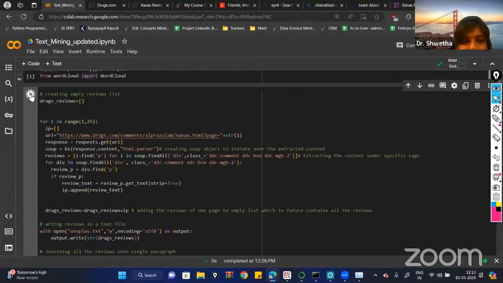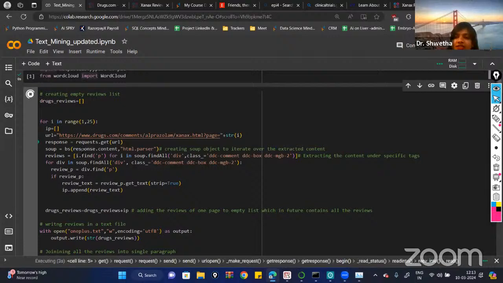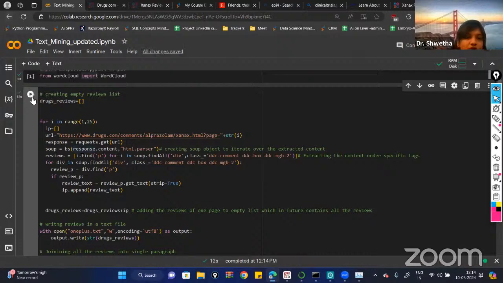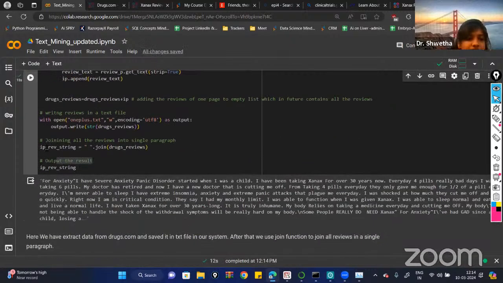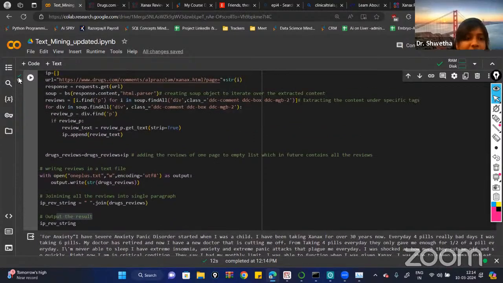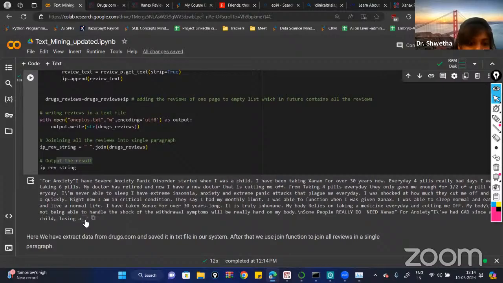Okay. So if I execute this, all the reviews from that website will be extracted and then stored in that list. This particular code is being executed. Now, the tick mark beside it indicates that the particular line of code got executed.